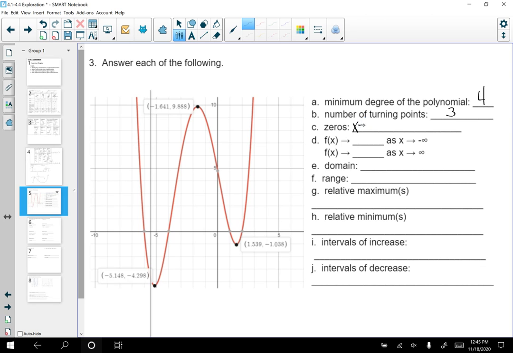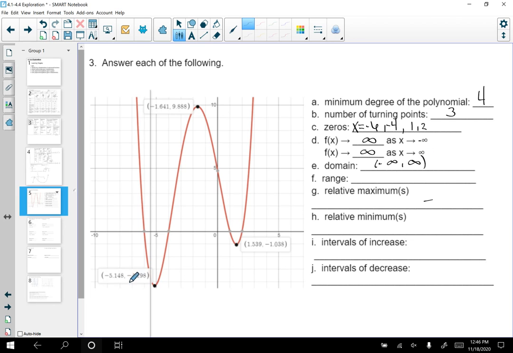Now we can go ahead and state our zeros. X equals, looks like -6, -4, 1, and 2. As x goes to -infinity, we see our graph is going towards infinity, as well as x goes to infinity, our graph is also going towards infinity. The domain, -infinity to infinity, right? It's going forever, both left and right.